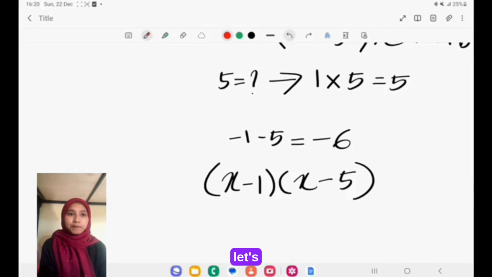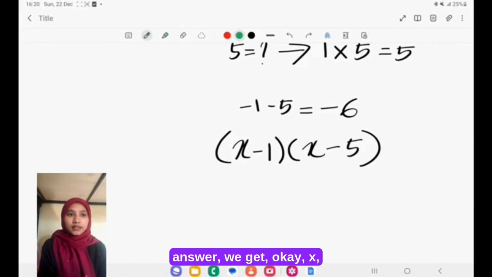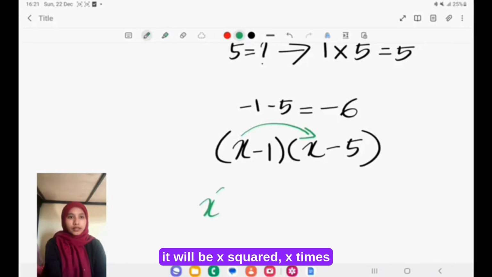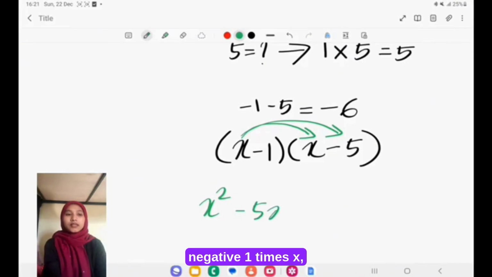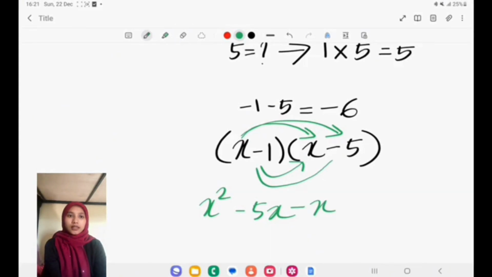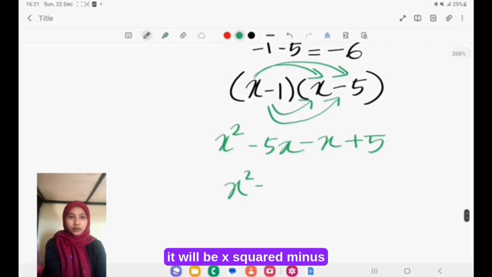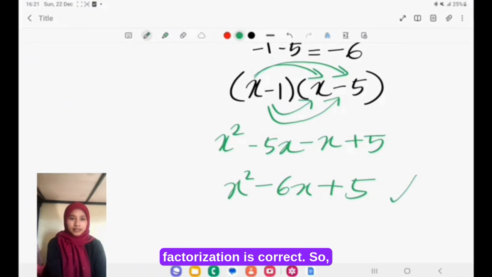Okay, let's check the answer by multiplying out what we got. x times x will be x squared. x times negative 5 will be negative 5x. Negative 1 times x is negative x. And negative 1 times negative 5 will be 5. So it will be x squared minus 6x plus 5, same as our equation. Then our factorization is correct.